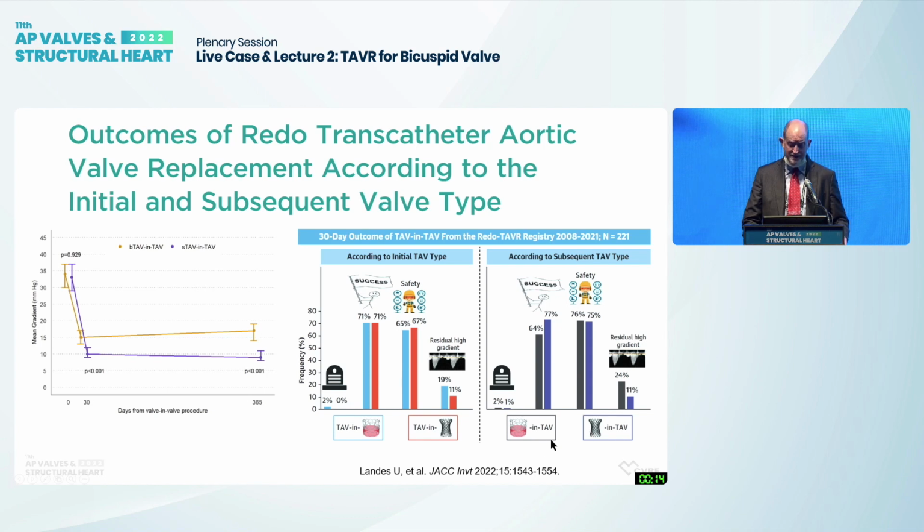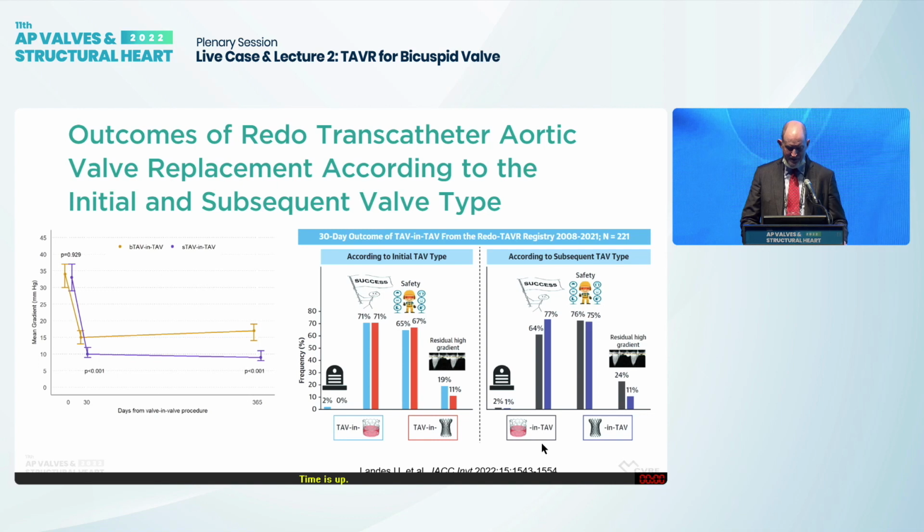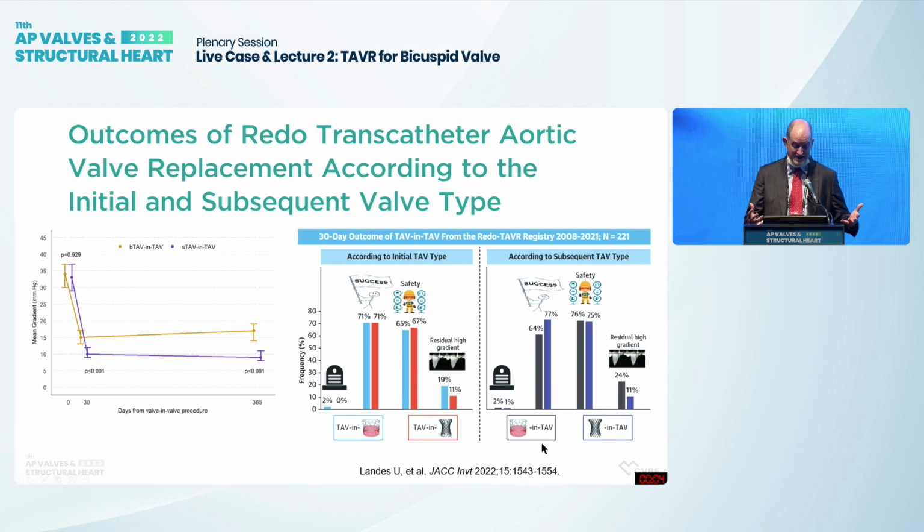What about second valve choice? This is first valve choice, this is second. And this showed, not surprisingly, similar procedural results, but a higher chance of a high gradient with a balloon expandable valve. The caveat here is the anatomy has to be able to accommodate the TAV in TAV. And you have to make that decision the first time, not later on.